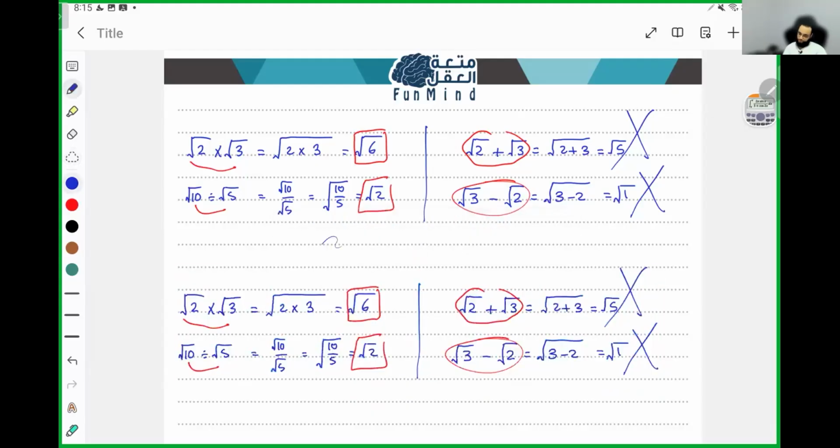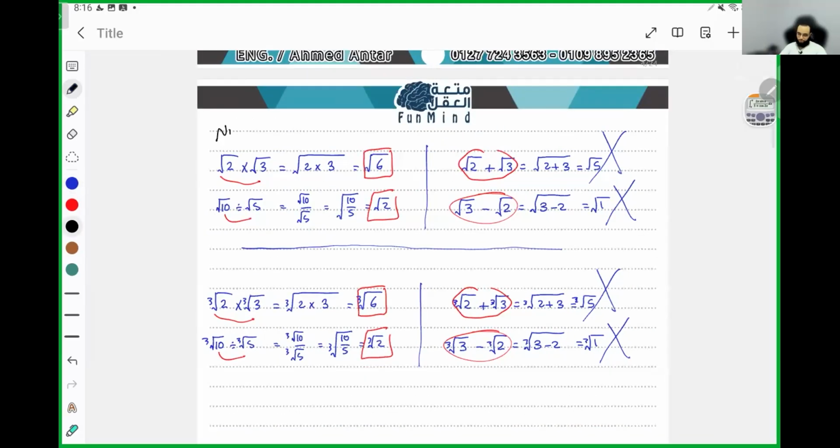Okay, you know, if it is cubic root, it works with the multiplication? Yes. It works with the division? Yes. What about the addition and the subtraction? Doesn't work. It's not correct. And this is also not correct. You got it? It's a very important note.